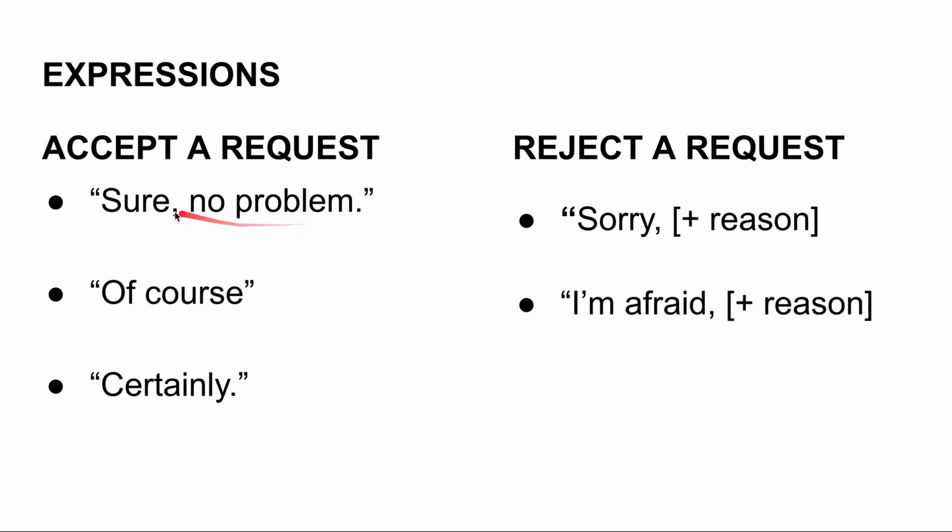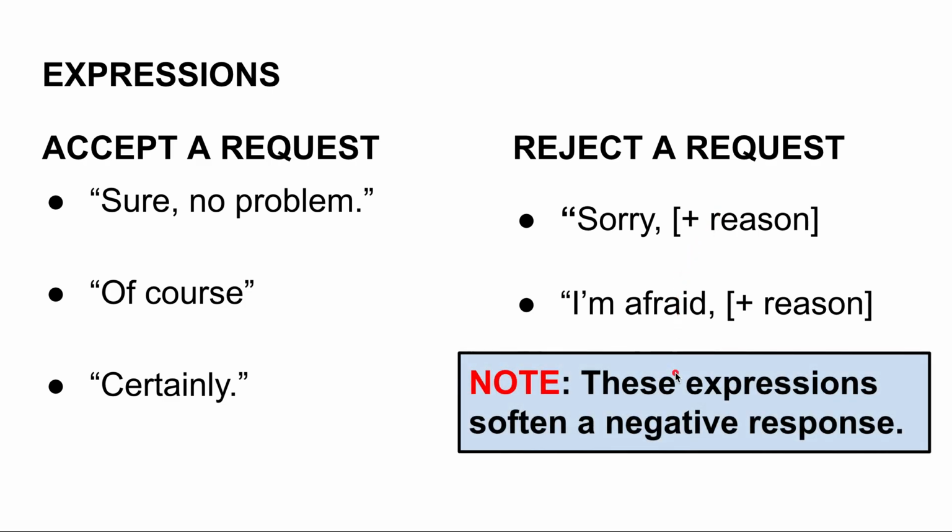For those situations, we have expressions. Okay, for example, to accept a request: sure, no problem, of course, certainly. To reject a request: sorry, you may not, you cannot, but I won't. I'm afraid I can't. Sorry, but I cannot. Okay, so we use these expressions to soften negative responses. Okay, so we apologize and we give a reason and we say we can't.